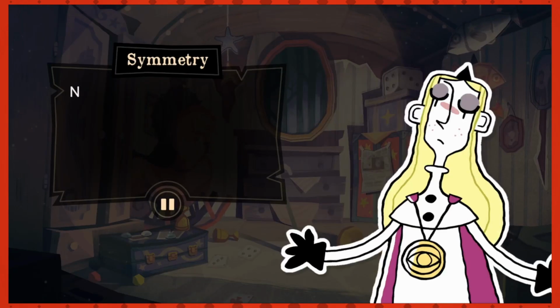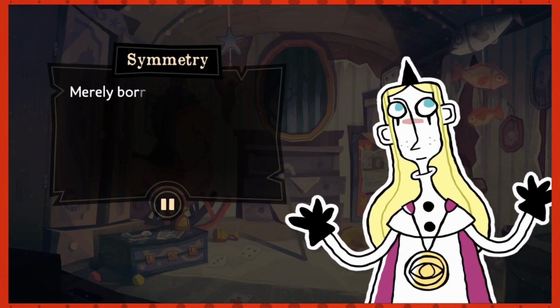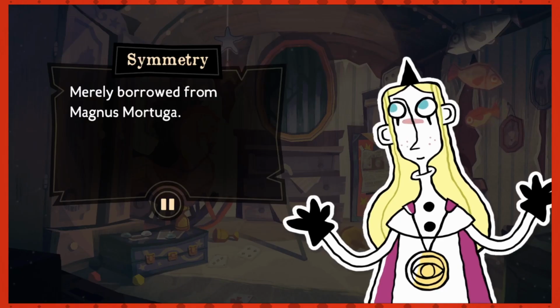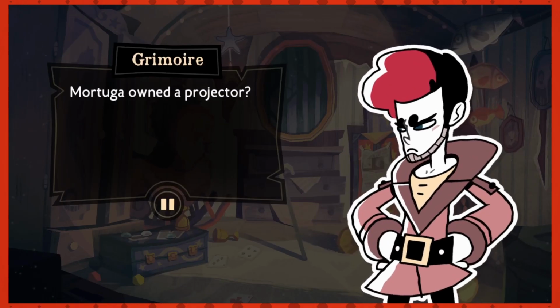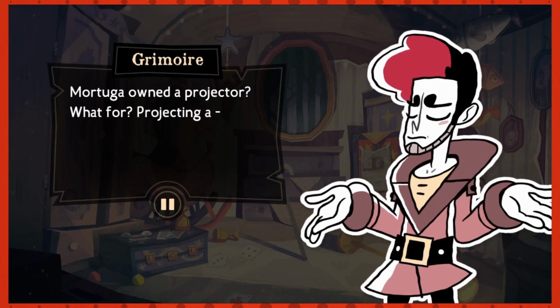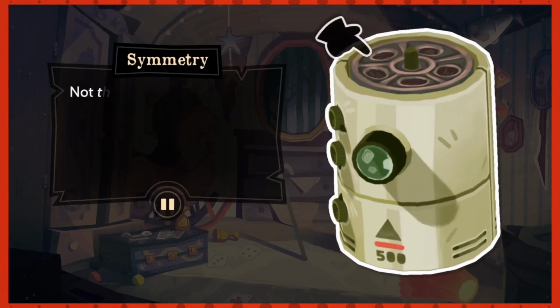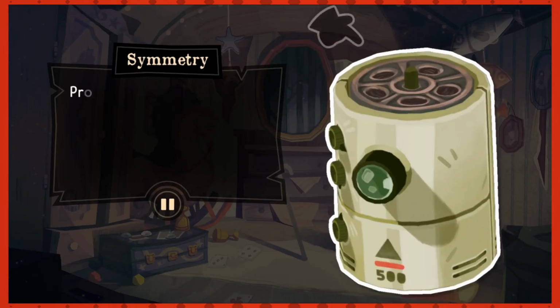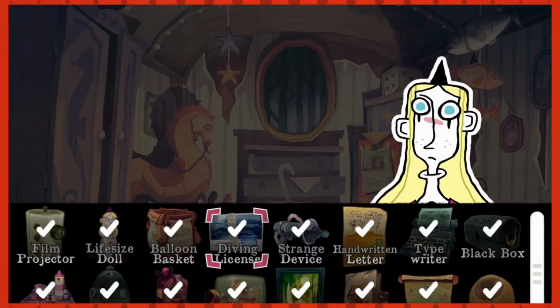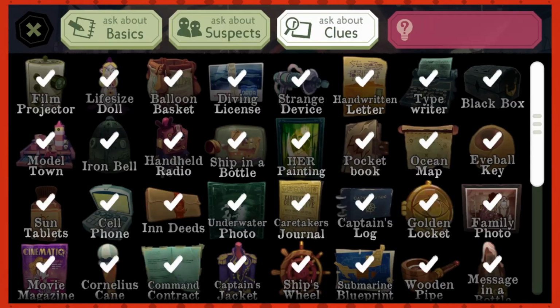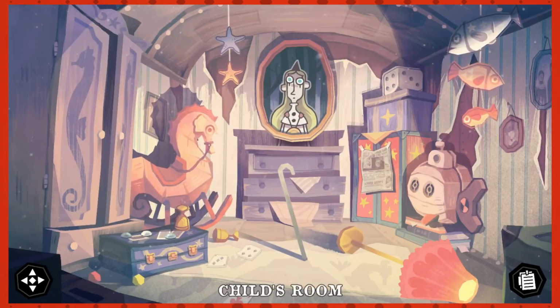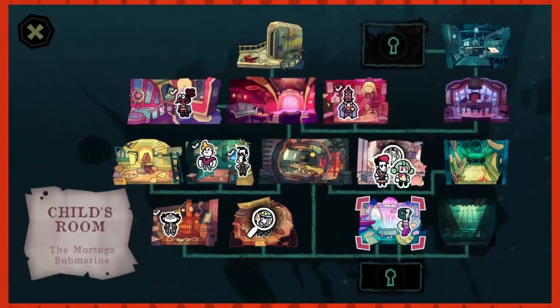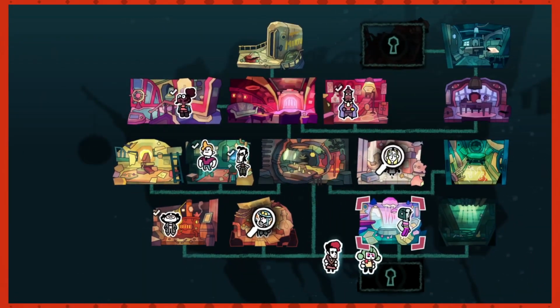Is this yours? No, not mine. Nearly borrowed from Magnus Mortuga. Mortuga owned a projector? What for? Projecting a film, I guess? Not this film. What did you want it for? Projecting this film. There's something suspicious about Symmetry. Yeah, we'll ask about all that in a second. I just want to ask her about the clues we found.